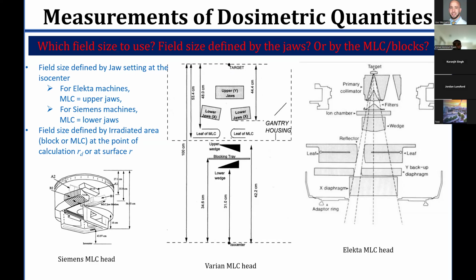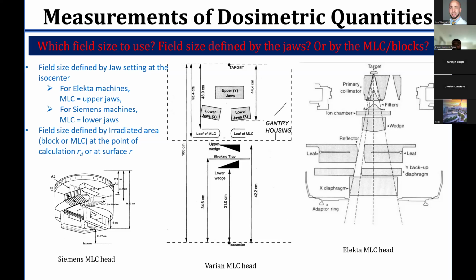Now, for open fields or externally blocked fields, the collimator scatter factor is typically determined by using the field size defined by the upper and lower jaw at the isocenter. But keep in mind that the upper jaw and the lower jaw are at slightly different distances from the source. Sometimes, to make our calculations simpler, we simply approximate that both are at the same distance, which in turn introduces some minute inaccuracies in our calculations.